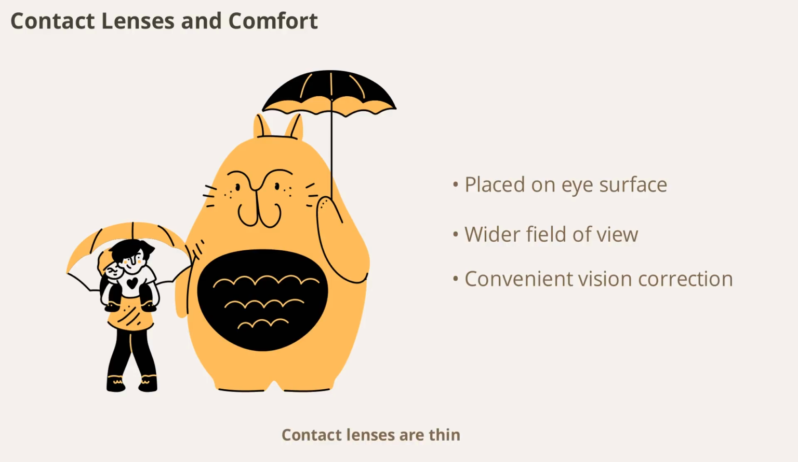Contact lenses are thin, curved lenses placed directly on the eye's surface to correct vision. They work on the same principles as eyeglasses, but offer greater comfort and a wider field of view. Contact lenses are popular for their convenience and effectiveness in correcting various vision problems.